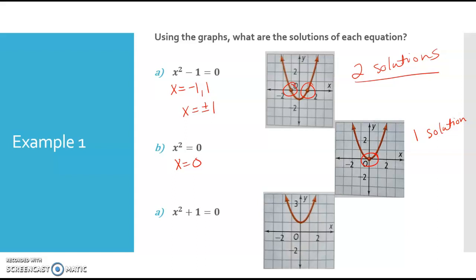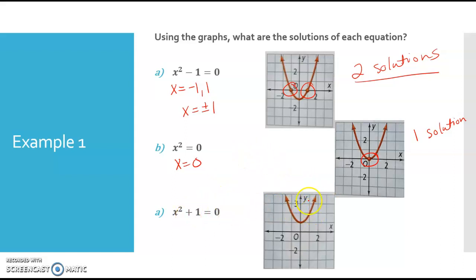My vertex, it all depends on the way it's opening. If it's opening up and my vertex is below the x-axis, then I'll have 2 solutions. If it's opening down and my vertex is above, then I'm going to have 2 solutions.